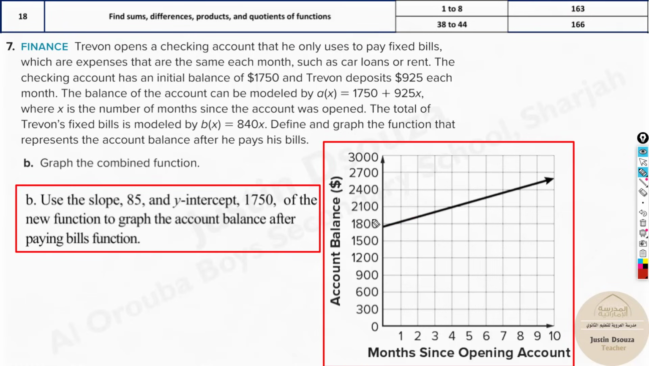How would you do it? You know the intercept, and after 5 months, how much is that? The equation was 1750 plus 85x, right? Put x as 5, whatever answer you get must be plotted over here, and then draw a straight line. But I will tell you how to do the table method, which is very easy. You'll get a lot of points in that, but you need a calculator for that.